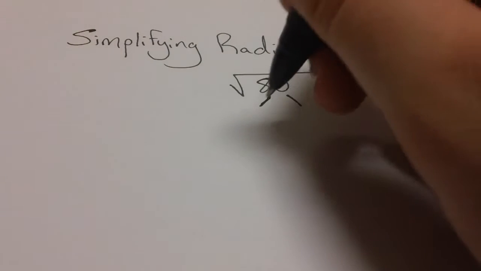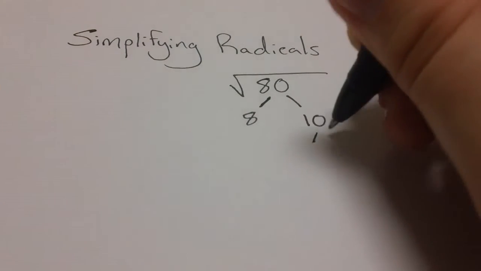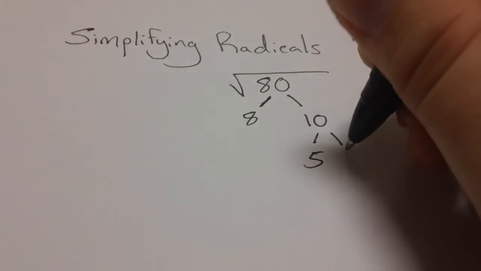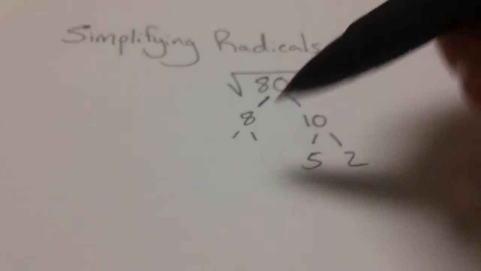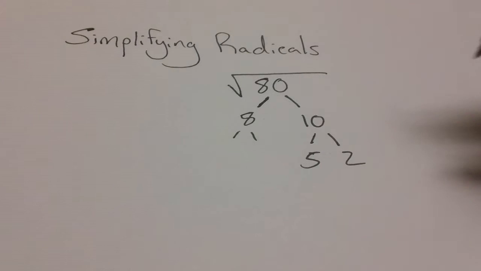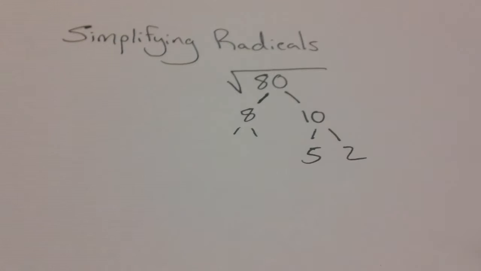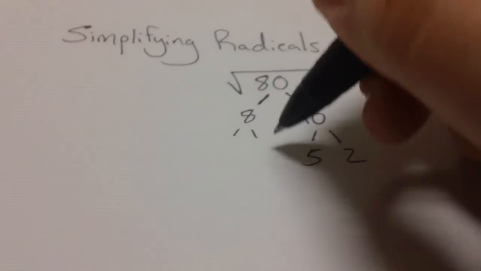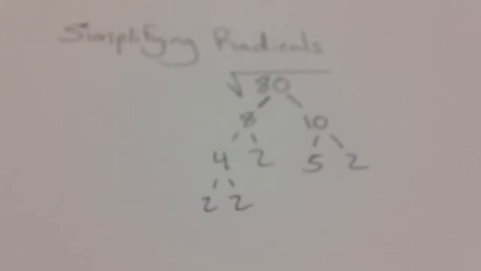So we're going to break it up. Let's see, I'll break it up into 8 and 10. Then break it up into 5 and 2. What I've noticed a lot of my students like to do is just break the number in half each time. So they would be like 80, well 2 and 40, and then 20 and 2, and 10 and 2, that kind of thing, which works perfectly well. Let's see, 8 breaks up into 4 and 2, and then 4 will break up into 2 and 2.